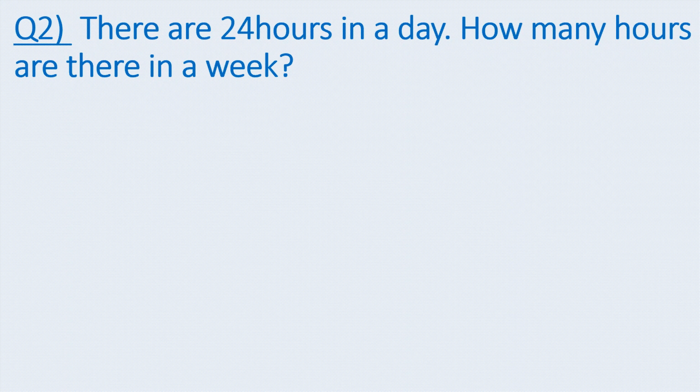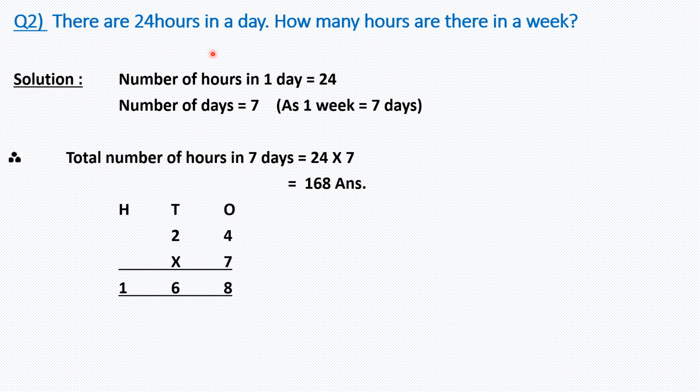Okay, let's start, children. Write the statement. Number of hours in one day. In one day how many hours are there? 24 hours. And number of days. In how many days you have to find out? Yes, it is given 1 week, no? But we have to write week into days. So in 1 week how many days are there? 7 days, no? You just count Sunday, Monday, Tuesday, Wednesday, Thursday, Friday, Saturday. So 1 week we have 7 days.